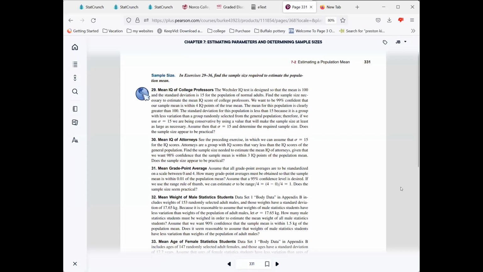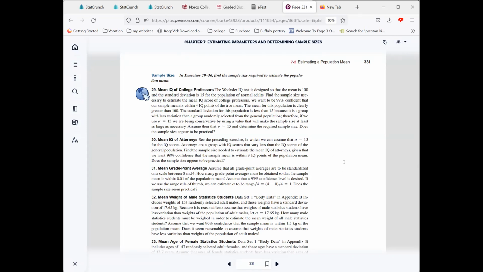It's going to be number 30. Assume the population standard deviation is equal to 15 for the IQ scores. Attorneys are a group with IQ scores that vary less than the IQ scores of the general population. Find the sample size needed to estimate the mean IQ of attorneys, given that we want 98% confidence that the sample mean is within 3 IQ points of the population mean. And then it says, does the sample size appear to be practical?